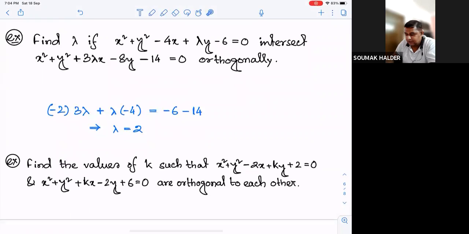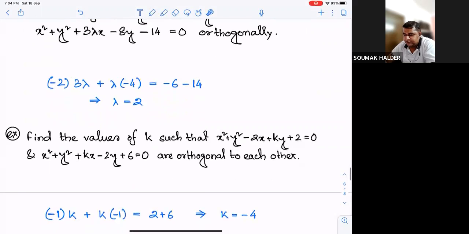If we go by simply the condition of orthogonality, over here the data says g1 is minus 1, f1 is k by 2, g2 is k by 2, and f2 is minus 1. c1 was plus 2, c2 is plus 6. So 2g1g2 plus 2f1f2 gives us minus 1 into k plus k into minus 1. That equals 2 plus 6, which gives us k is equal to minus 4.